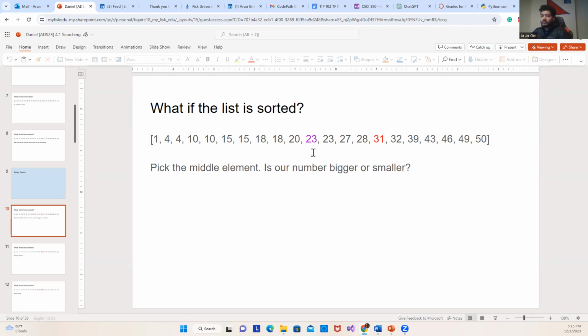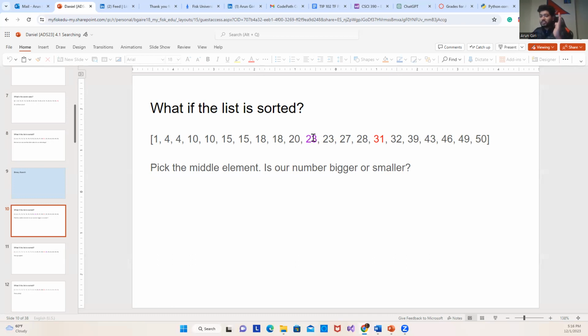first of all, we can find the middle element of that particular list. So what is the middle element? 1 is on the leftmost side, 50 is on the rightmost side, and as you can see in gray, 23 is in the middle. What we can do is compare whether this middle number is smaller or bigger than the target number. Is 23 bigger or smaller than 31? Well, 23 is smaller than 31, so it is certain that 31 lies on the right side of 23.